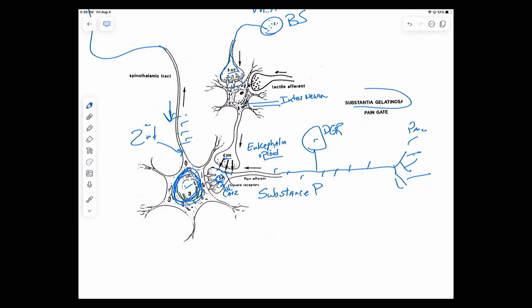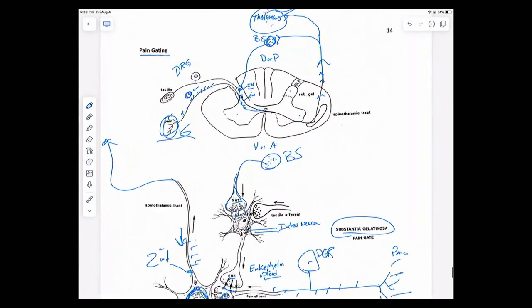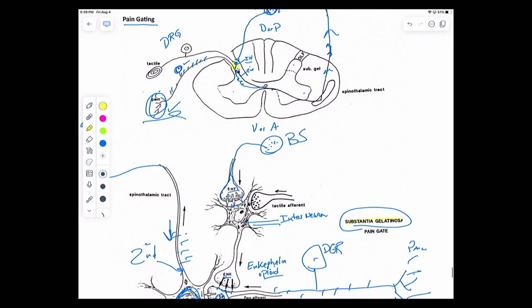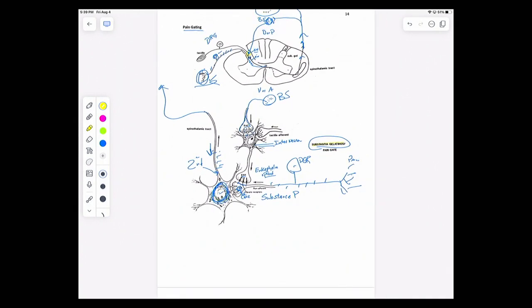You see this term here, substantia gelatinosa. The substantia gelatinosa is just a nucleus in the spinal cord, and it's just in this area right there. And substantia gelatinosa, it is very much involved in pain processing of the spinal cord. Okay, so that's what we call that.